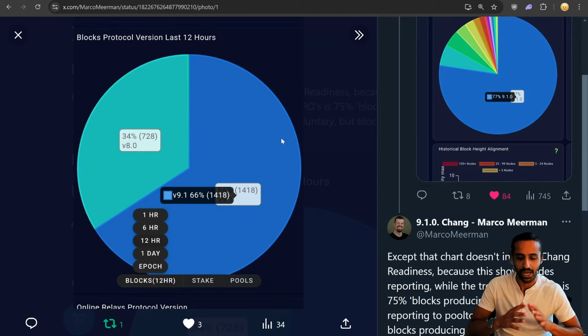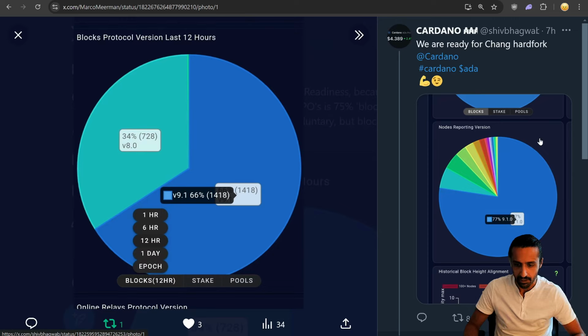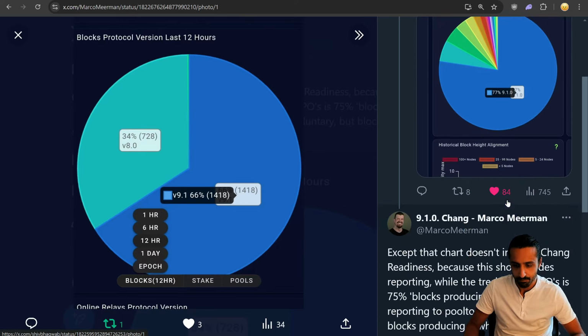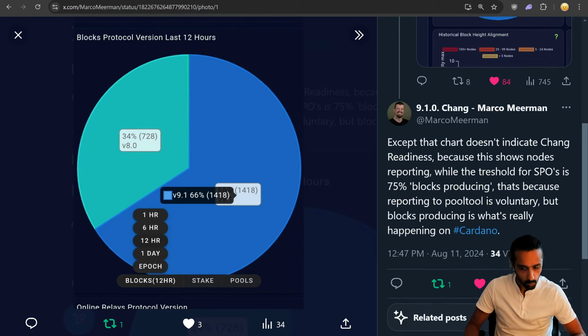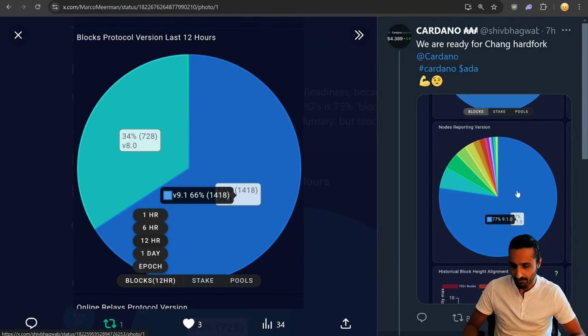We're getting closer to the Chang hard fork. Nice clarification here, because sometimes you'll see guys saying nodes, we need to focus on the blocks being reported. But we're getting close. Chang readiness, Chang hard fork. So for SPOs, the threshold is 75% blocks producing, because reporting to PoolTool is voluntary, but blocks producing is what's really happening on Cardano. Here we see 66% in this graphic, and 7 hours ago, 77% for nodes reporting.